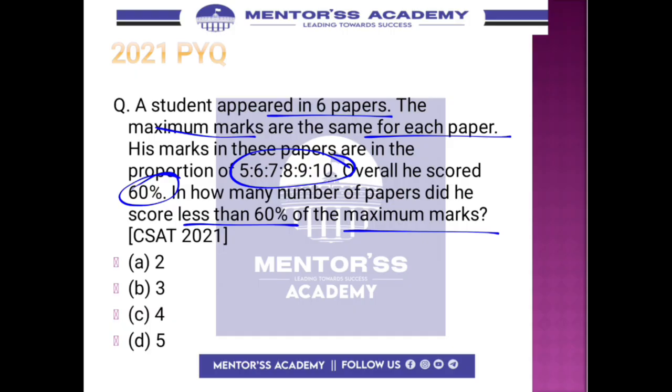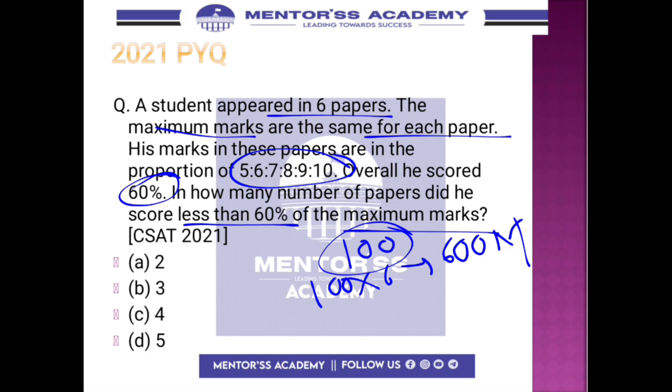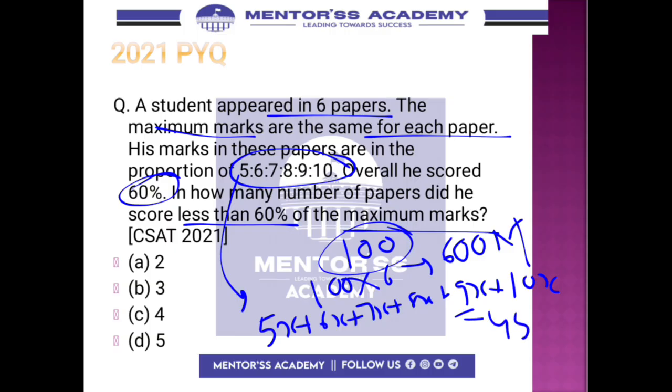So let me solve this out for you. Let the marks of each paper be 100. Let's assume each paper's maximum marks is 100. So how much is the total marks of 6 papers? That would be 100 into 6, 600 marks for all the 6 papers. The proportion given is 5 is to 6 is to 7 is to 8 is to 9 is to 10. So that is 5x plus 6x plus 7x plus 8x plus 9x plus 10x, that would be 45x.